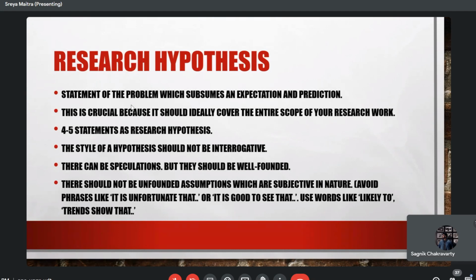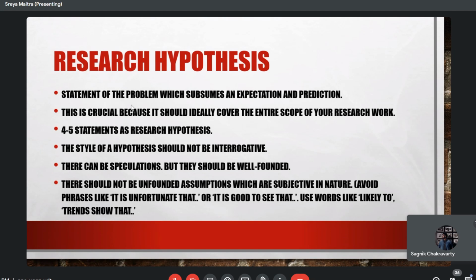So your hypothesis is something that covers the entire scope of your research. The style of your hypothesis shouldn't be interrogative. It shouldn't have question marks, because that is the job of the research questions. There can be speculations, but there can never be conjectures in your hypothesis. It shouldn't be unfounded speculations. They should be well-founded speculations. It shouldn't just be that you're assuming something which is purely biased in nature.